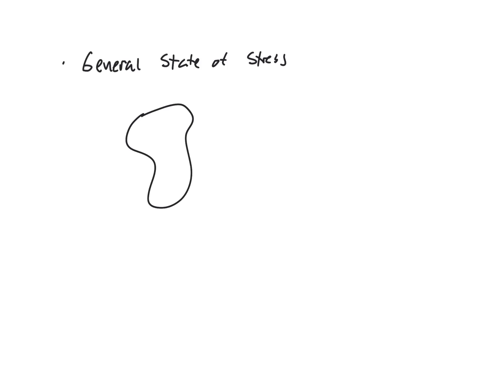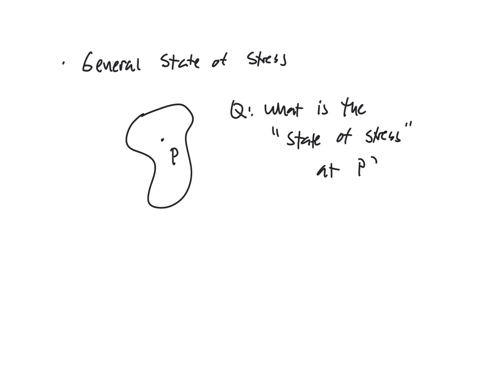We've got a solid in equilibrium that looks something like this, and we have a point P. And if somebody is to say to us, what is the state of stress at P? So that would be the question that's posed to us. And we'll put that in quotes. What is the state of stress at P? What do they mean?